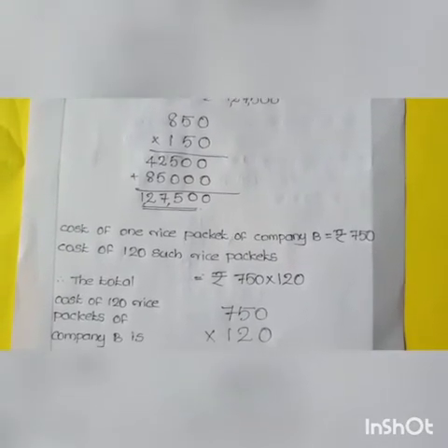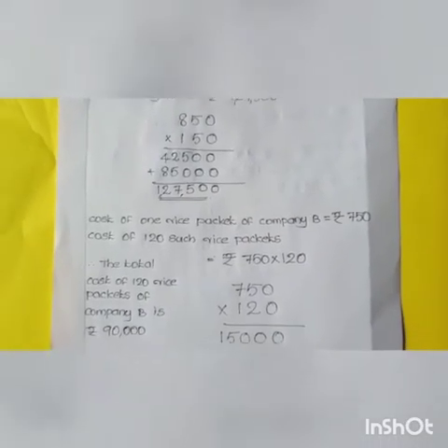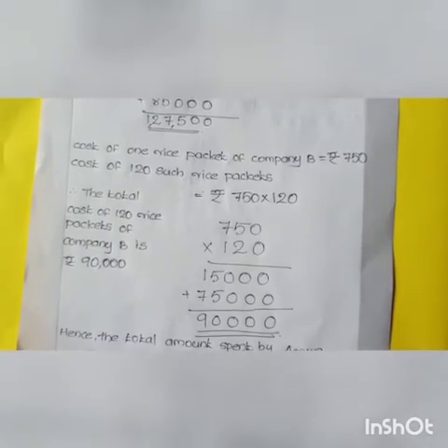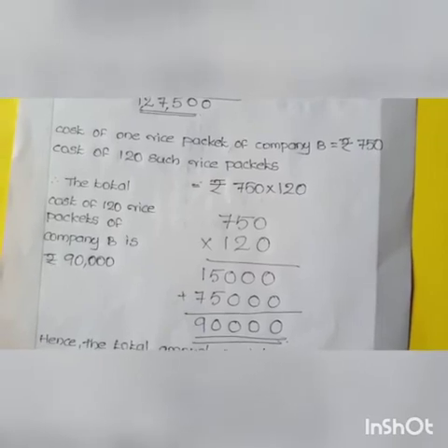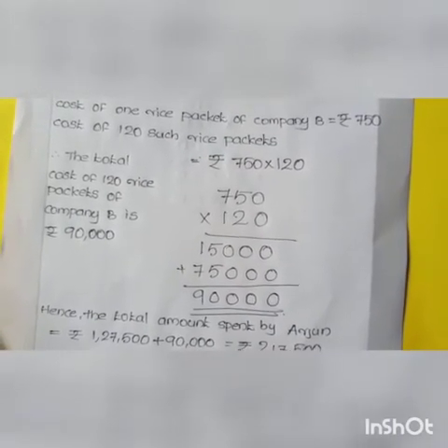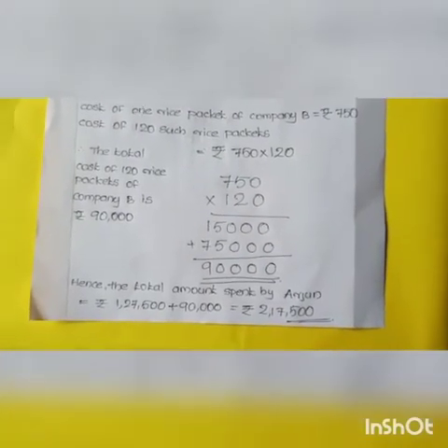Next, we move on to company B. Cost of one rice packet of company B is equal to rupees 715. Cost of 120 such rice packets is equal to rupees 715 into 120. So we multiply these two numbers. Then first we arrange the numbers according to their place values. We multiply 715 into 120.